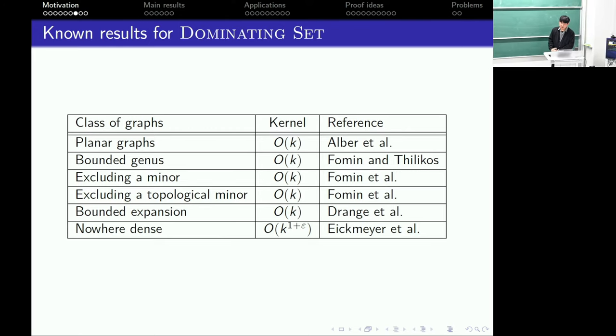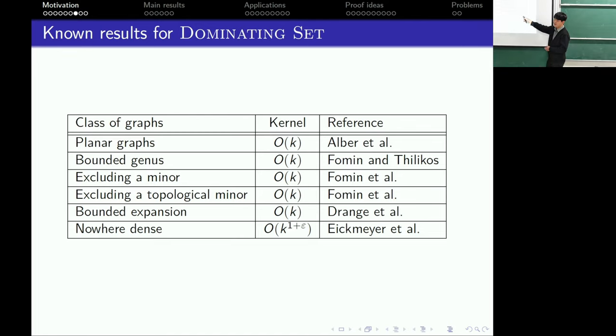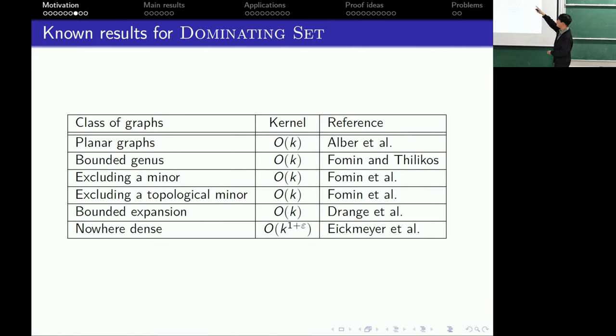On bounded expansion graph classes, Drange et al. showed that these problems admit a linear kernel on every such graph class. And even more, Eickmeyer et al. showed that it admits a kernel of size k to the 1 plus epsilon, for any epsilon, on nowhere dense classes of graphs. Can I ask one? When you say size of kernel, do you mean the number of vertices? Number of vertices. Usually it's the length of the binary encoding, but here we are talking about the number of vertices. In these problems, we only consider the number of vertices. Since we can take any arbitrarily small epsilon here, this kernel is called an almost linear kernel.